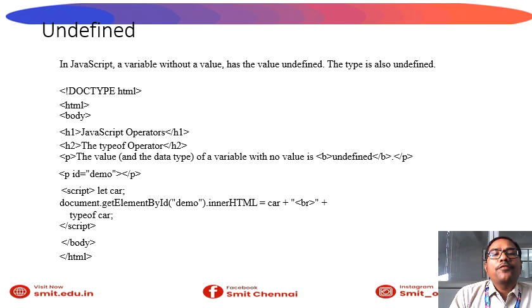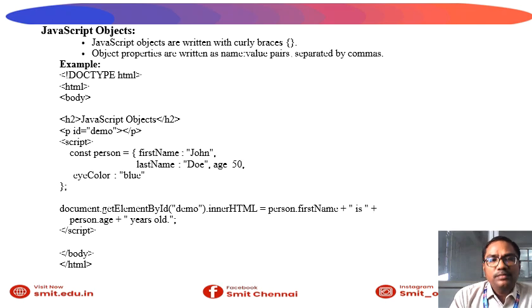Next one is undefined. So when a variable is without a value, it is called undefined. So you can see under the script tag let car. So the value is not defined for the particular variable.